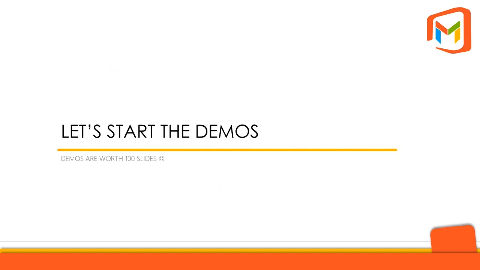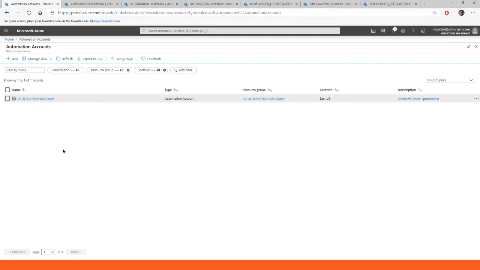So right now I'm going to go to demos, but before doing some demos, I will show you very quickly the interface of Azure Automation. If I go on my Azure environment, you can see that I already have created an Azure Automation account that I have called Automation M365 Mail.